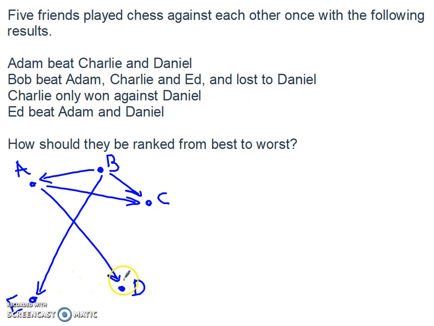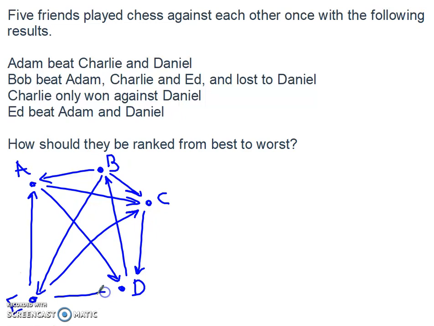and lost to Daniel. In other words, Daniel beat Bob. Okay, so the arrow went the other way. Charlie only won against Daniel, which means Ed beat him as well. Okay. Ed beat Adam and Daniel. So here's Ed beating Adam and Daniel here.